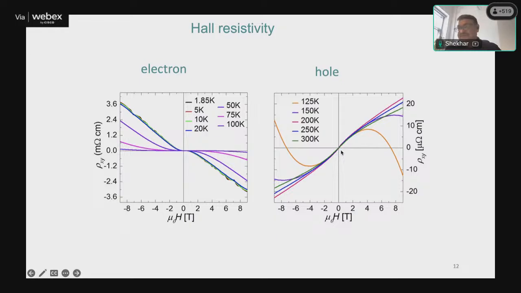And Hall resistivity. As I said in the beginning, we can measure normal resistance and we can also measure Hall resistance. That gives the type of charge carrier, whether our material is N type or P type.